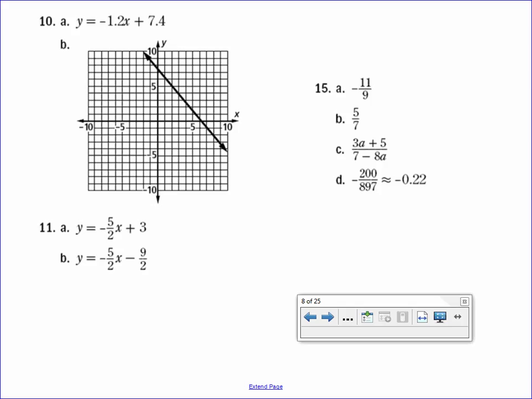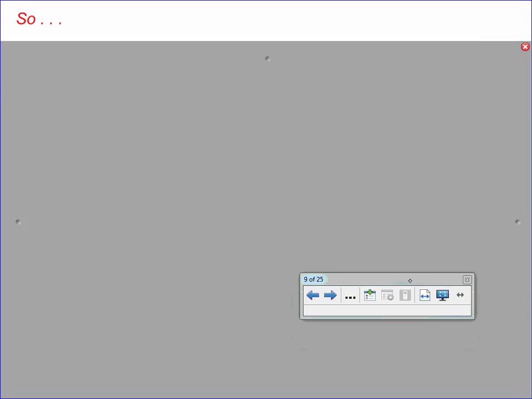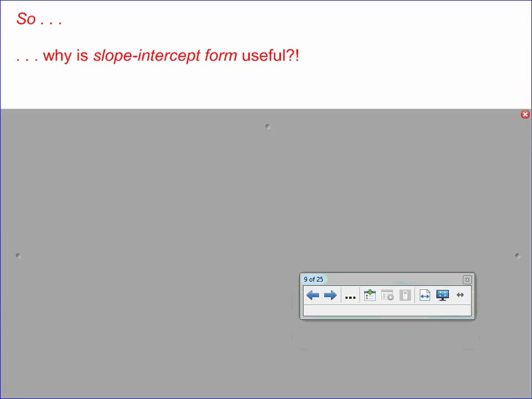Number two. Awesome. Okay, ladies and gentlemen, I'm super excited about today. So, why is slope-intercept form useful, right? What I want you to do is go ahead and share with the class what slope-intercept form looks like with letters, and then we'll say why it's useful. So what does slope intercept form look like with letters?